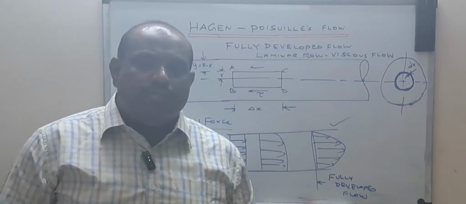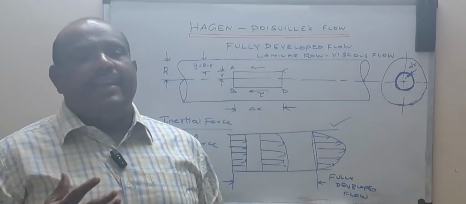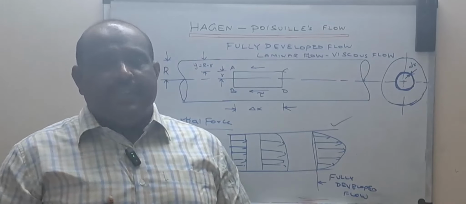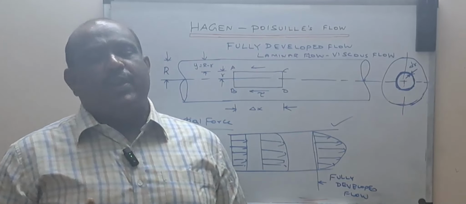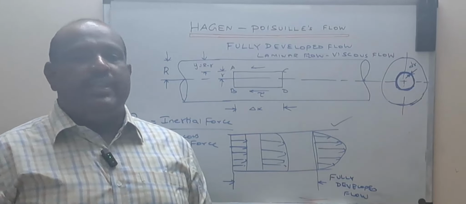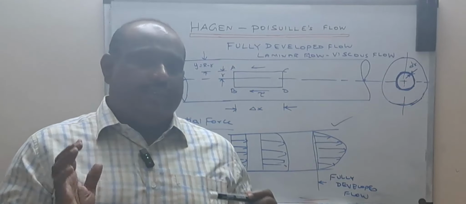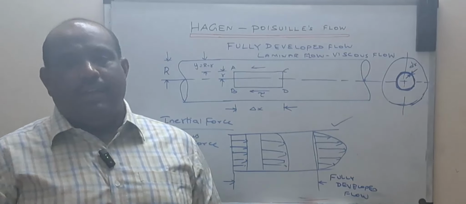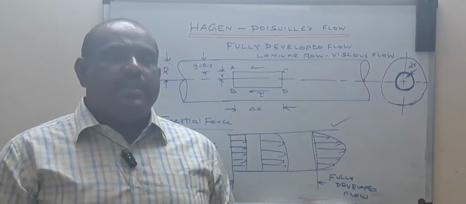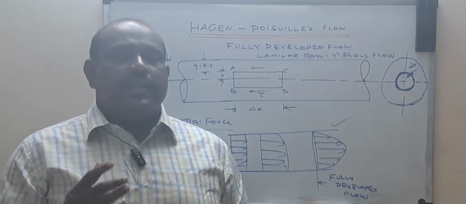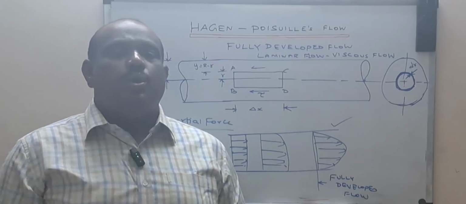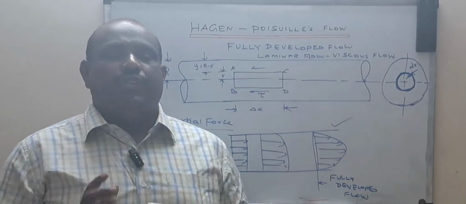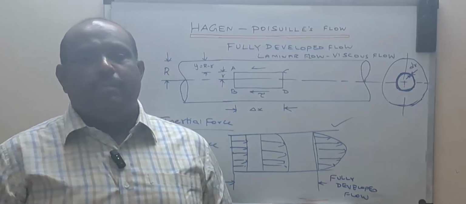Now, the objective of studying Hagen-Poiseuille flow is to determine how much head loss, or how much pressure head loss, will be there because of the viscosity of the fluid. That is the main intention of Hagen-Poiseuille flow. I will repeat once again: the main intention of studying Hagen-Poiseuille flow is to know how much head will be lost because of the viscous nature of the fluid. That is the main purpose.